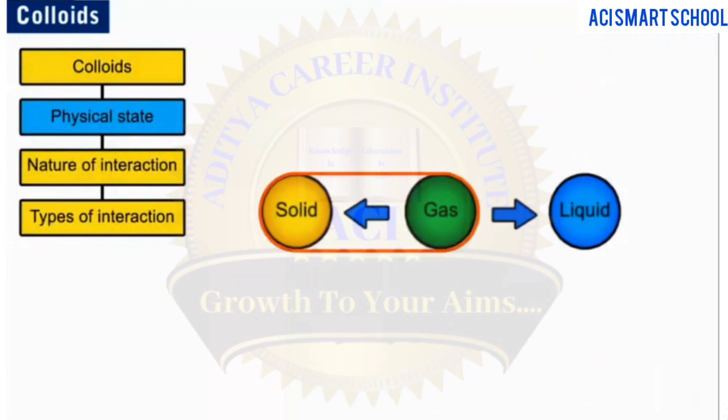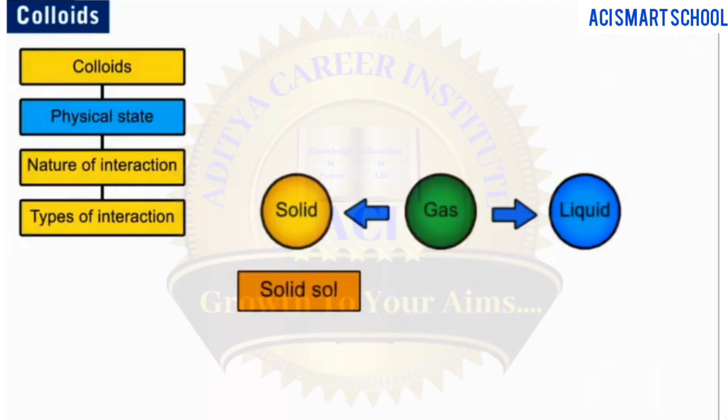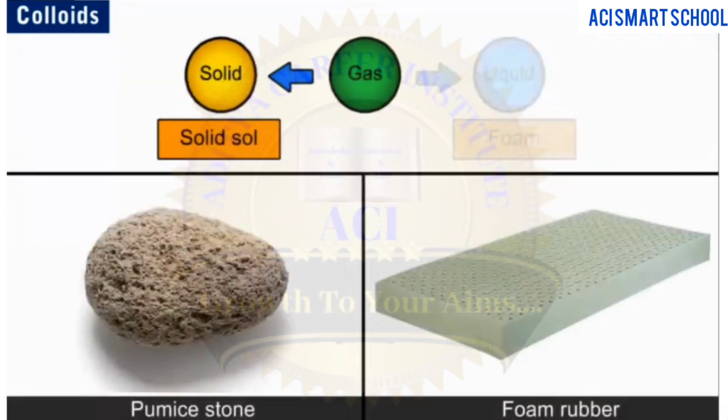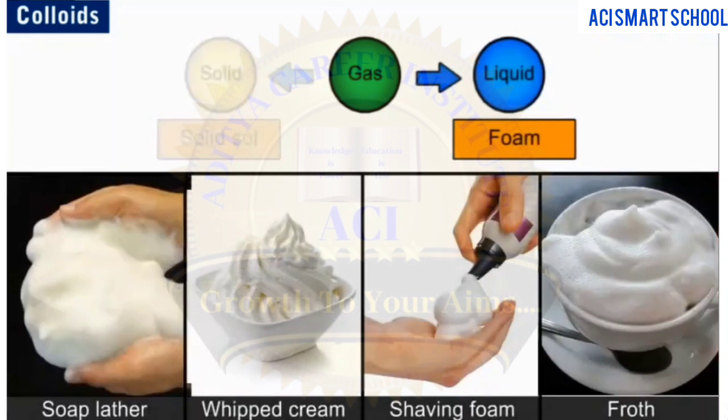Dispersion of a gas in a solid or a liquid dispersion medium results in the formation of solid sol and foam, respectively. Examples of a solid sol with gas molecules are pumice stone and foam rubber. Soap lather, whipped cream, shaving foam, and froth are examples of foam.